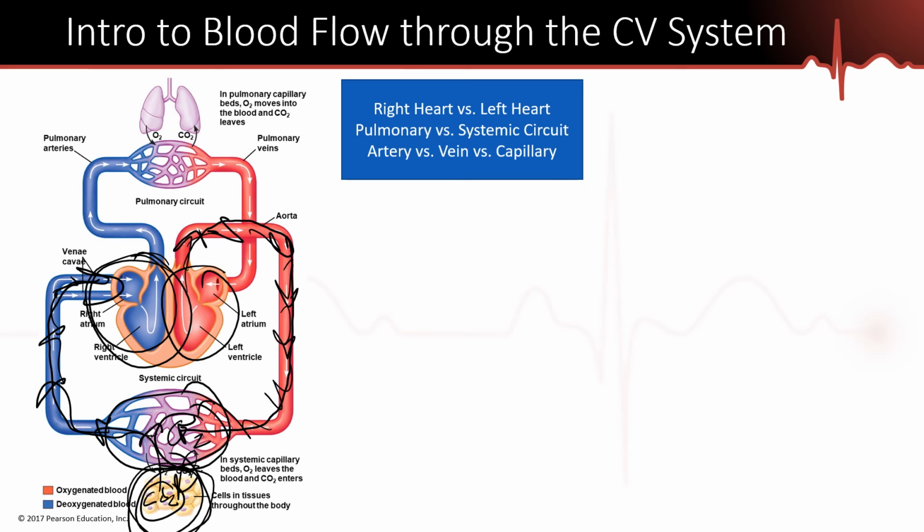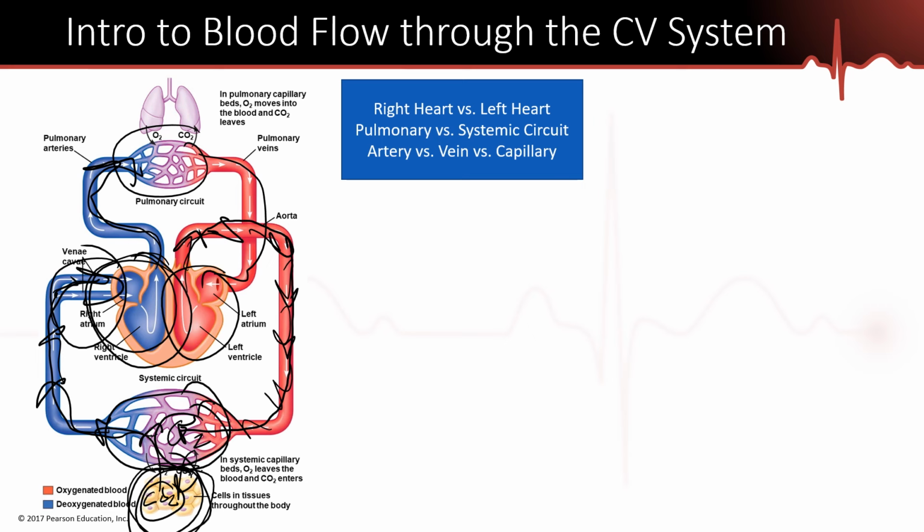The right side of the heart receives this deoxygenated blood from the systemic circuit. And then what does the right side of the heart do? The right side of the heart pumps this deoxygenated blood that it received from the systemic circuit into the pulmonary circuit. And then what does the pulmonary circuit do? It brings blood to and from the lungs. More specifically, the pulmonary circuit takes deoxygenated blood that it receives from the right side of the heart, brings it to the lungs.